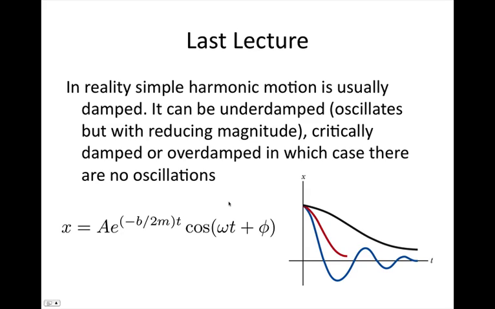It can be underdamped, in which case it oscillates, but the magnitudes of the oscillations decrease with time, or it can be critically damped, in which case this cos(omega t + phi) term becomes just a constant number 1, as omega t plus phi is 0, and in which case it no longer oscillates. Or we can even overdamp it, provide even more damping, in which case there's still no oscillations.